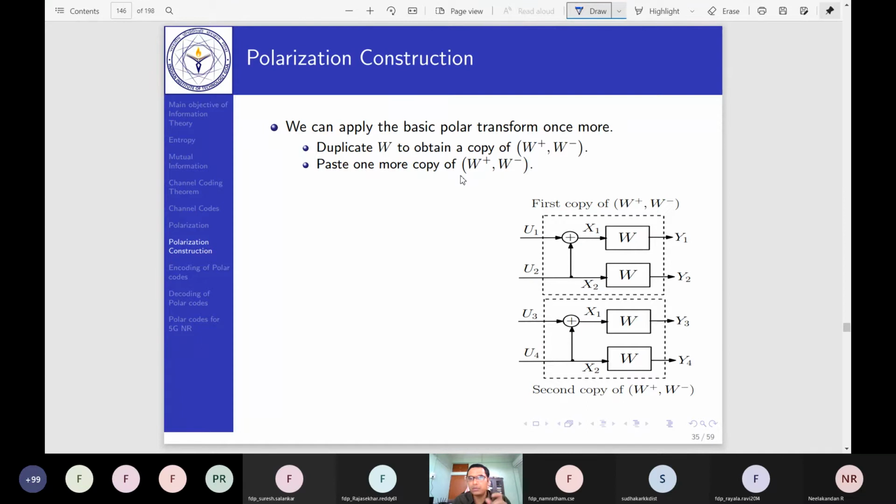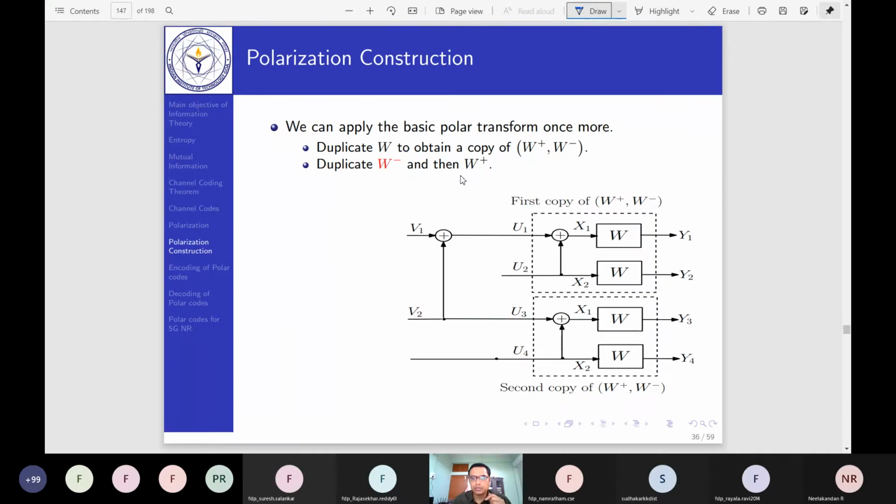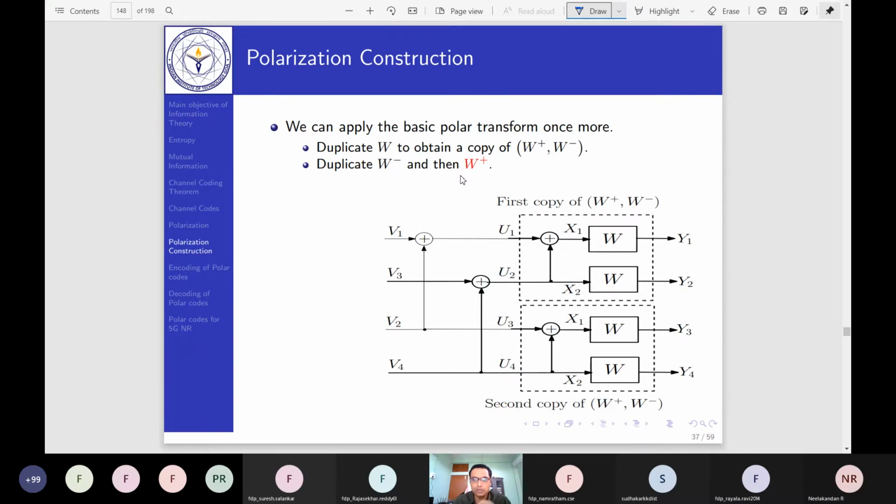Now the XORing will be done between the similar things. What is the similar thing? U1 and U3 are similar because U1 will go through the same kind of channel as U3, and U2 and U4 will go through a similar kind of channel, which are actually better than the previous channels. So modulo-2 summation will always be done between similar things: between U1 and U3, and between U2 and U4. So we get this.